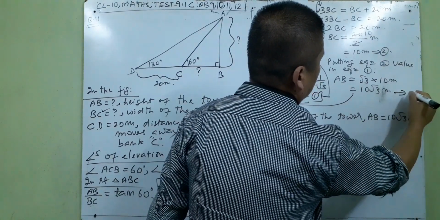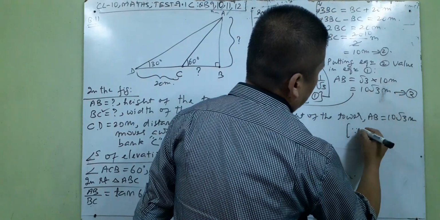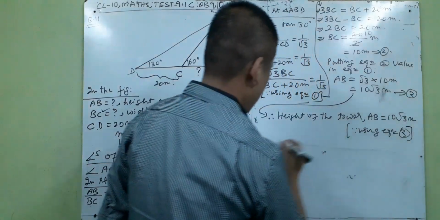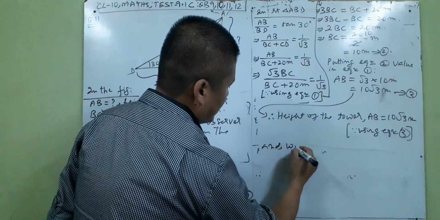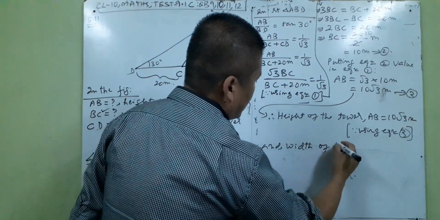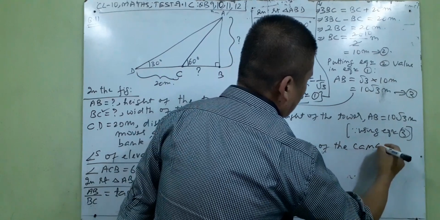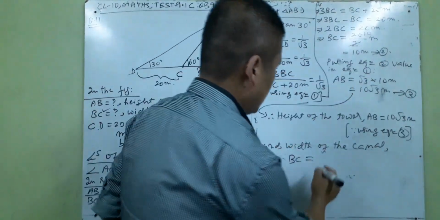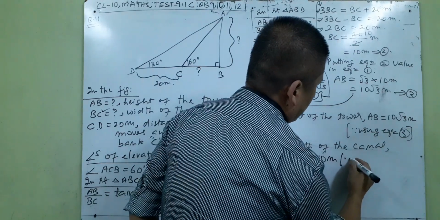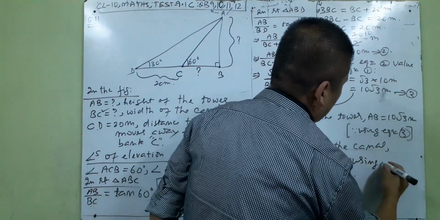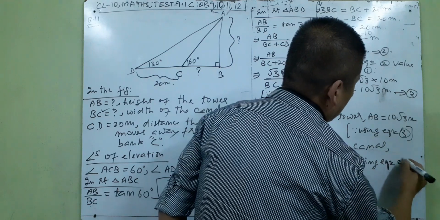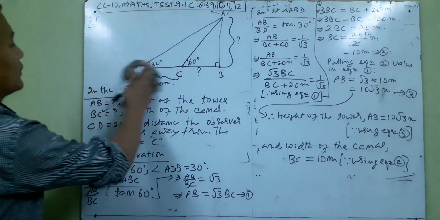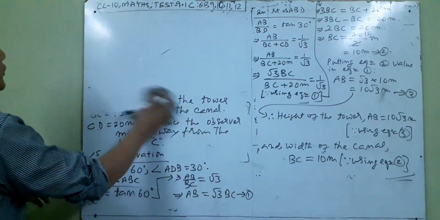You can put this one as equation 3 if you like, and say here, since using equation number 3. And then one more thing, the width of the canal. Width of the canal, which is simply BC, is equal to here 10 meter, and you can write here, since using equation number 2. So quite simple, right? One more question is there, question B12. So let us go there, B12.